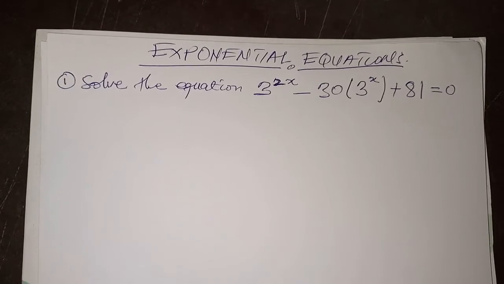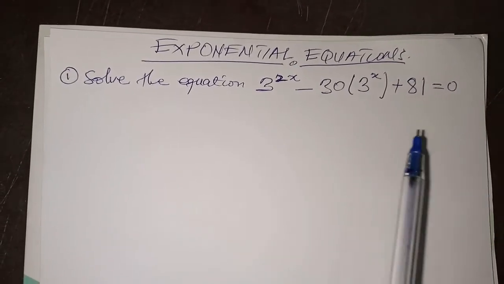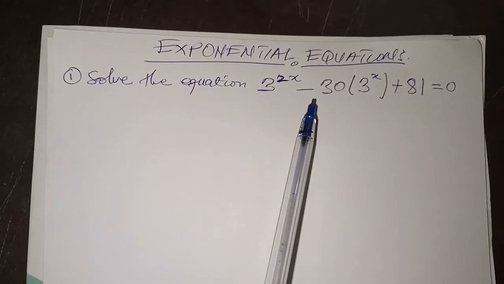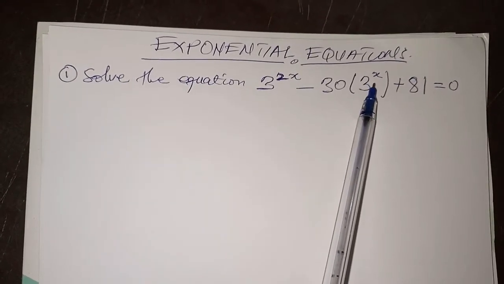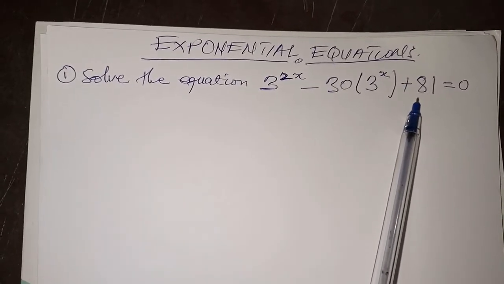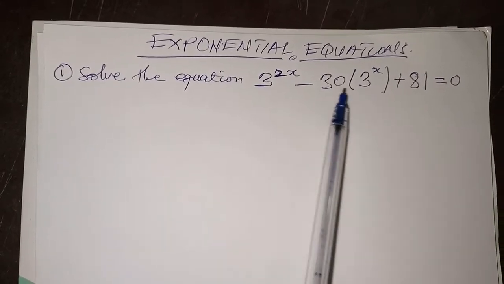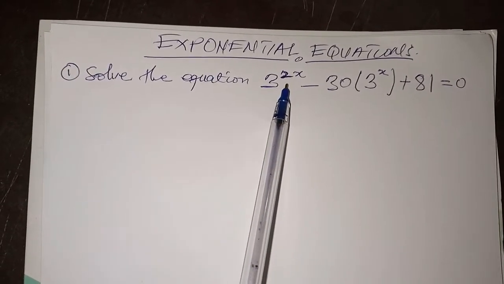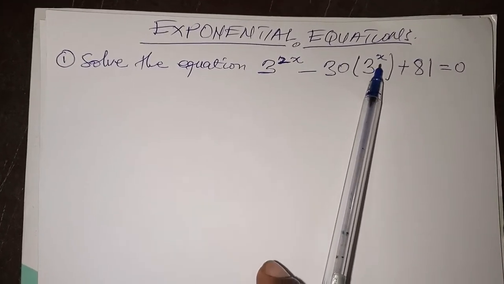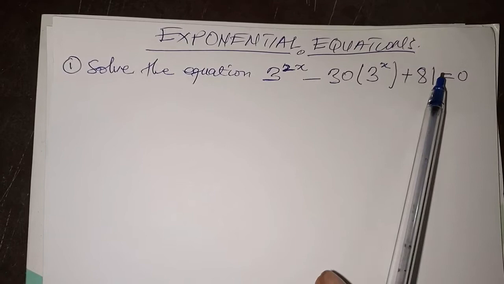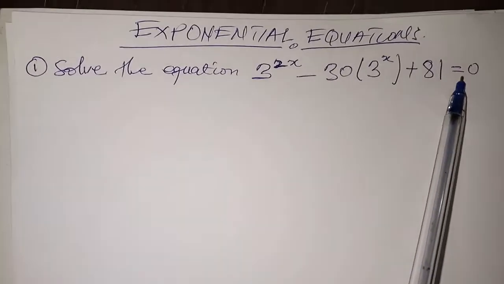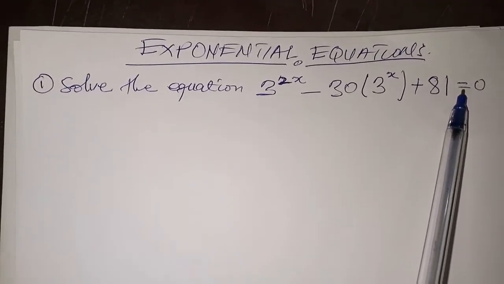And the second thing we need to know is that we have 3 exponent 2x here. Then we have 3 exponent x here in the second term. And then the third term is a constant. In situations where we have a term having exponent 2x, another term having only exponent x, and another term having only a constant term, it is an indication that we will have a quadratic equation from it.